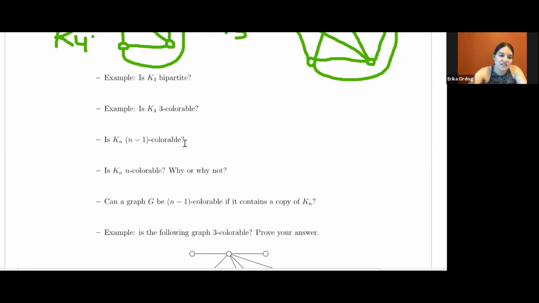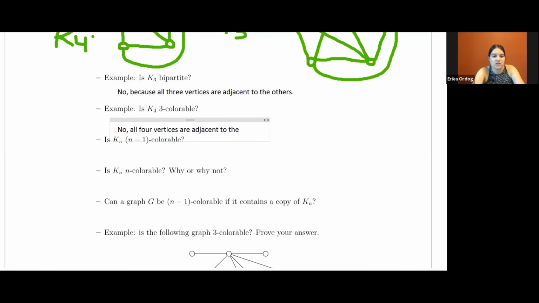Okay, so now that you're back, let's talk about it. So is K3 bipartite? Well, it's bipartite if it has a 2 coloring. You could try to draw and see that you can't do one. And why is that? No, it's not bipartite because all 3 vertices are adjacent to the others. So we need 3 colors. Is K4 3-colorable? And no, for the same reason. All 4 vertices are adjacent to the others.